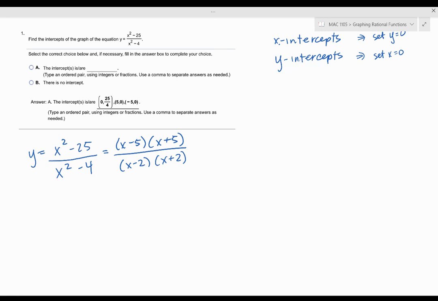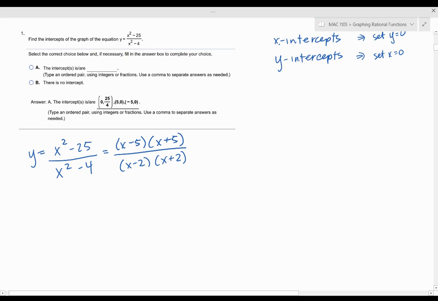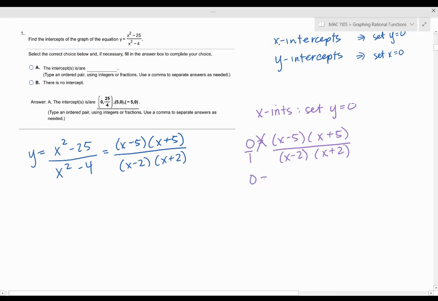So the order in which you find the intercepts doesn't matter. Remember, it's up to you. I just naturally find the x-intercepts first, but it doesn't matter. All right, so I'm going to look for the x-intercepts, which means that I'm going to set y equal to 0. So in this function, I'm going to say 0 equals x minus 5, x plus 5, all over x minus 2, x plus 2. Okay. Now I can make this a proportion. I can write 0 over 1 and cross multiply. So it's going to give me 0 times the denominator, which is going to be 0, and 1 times the numerator, which is x minus 5, x plus 5.